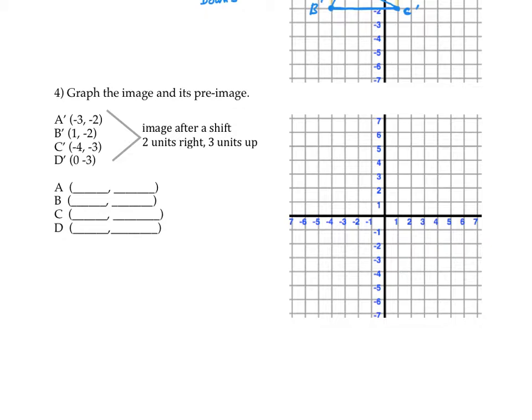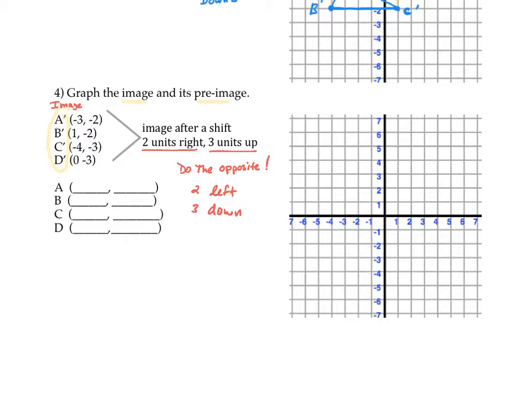Okay, one final example. It says we have to graph the image and its pre-image. And notice here that we have the prime notation. So this particular list of points is the image. Okay, this is the image after a shift 2 units right, 3 units up. So we have to do the opposite. Okay, and I have to go to left, 3 down. But first, take a minute and plot these points from the image.